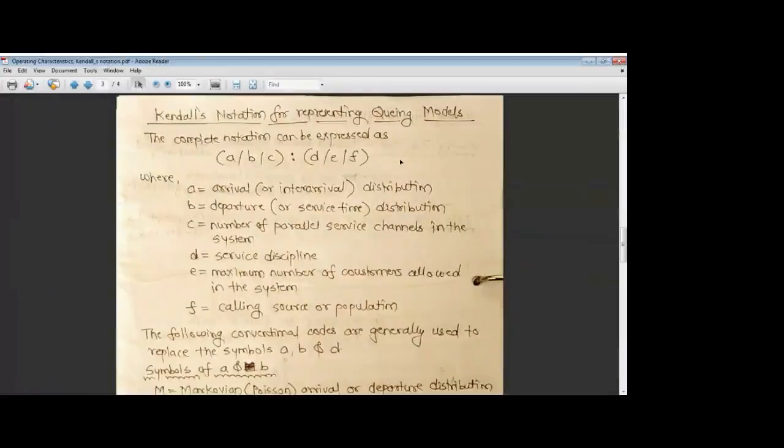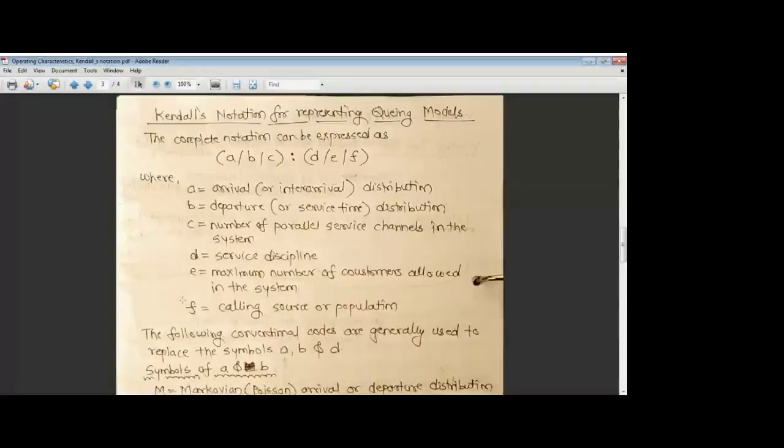Now the next bracket is what? The next bracket is D, E, F. Now what is D? D is your service discipline. Now what are service disciplines? We have already said first come first served, last come first served, service in random order, right? Priority, pre-emptive priority. That is represented by this D. What is E? E is the maximum number of customers allowed in the system. Even that we have seen as part of the elements of your queuing system.